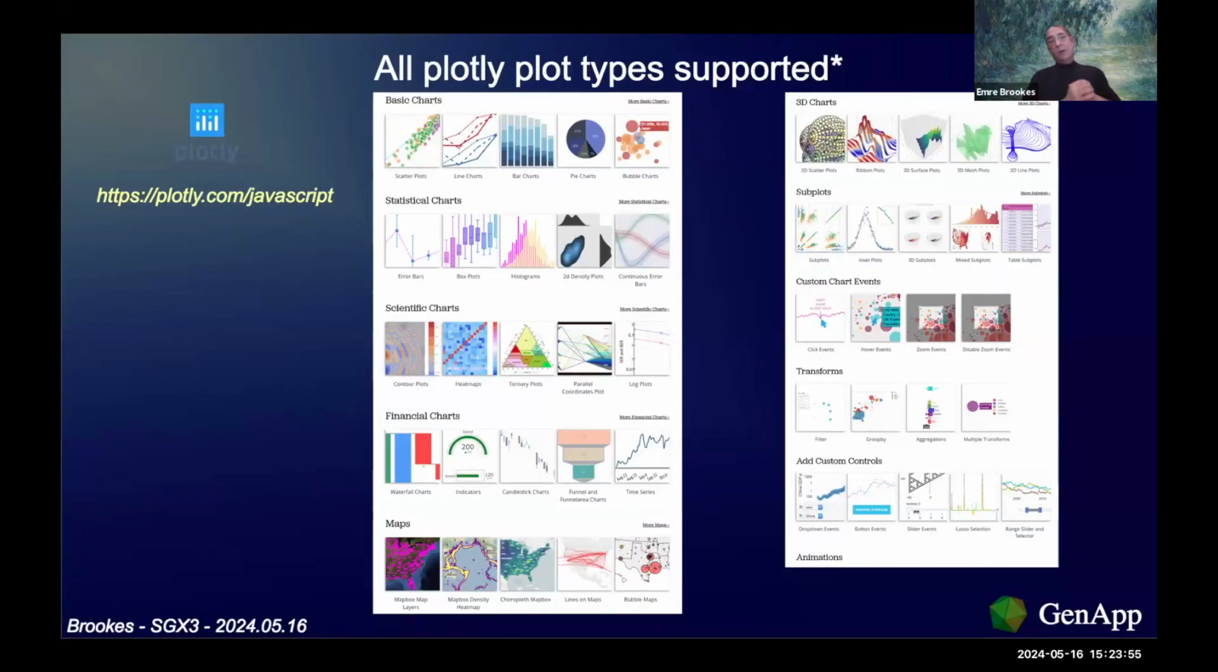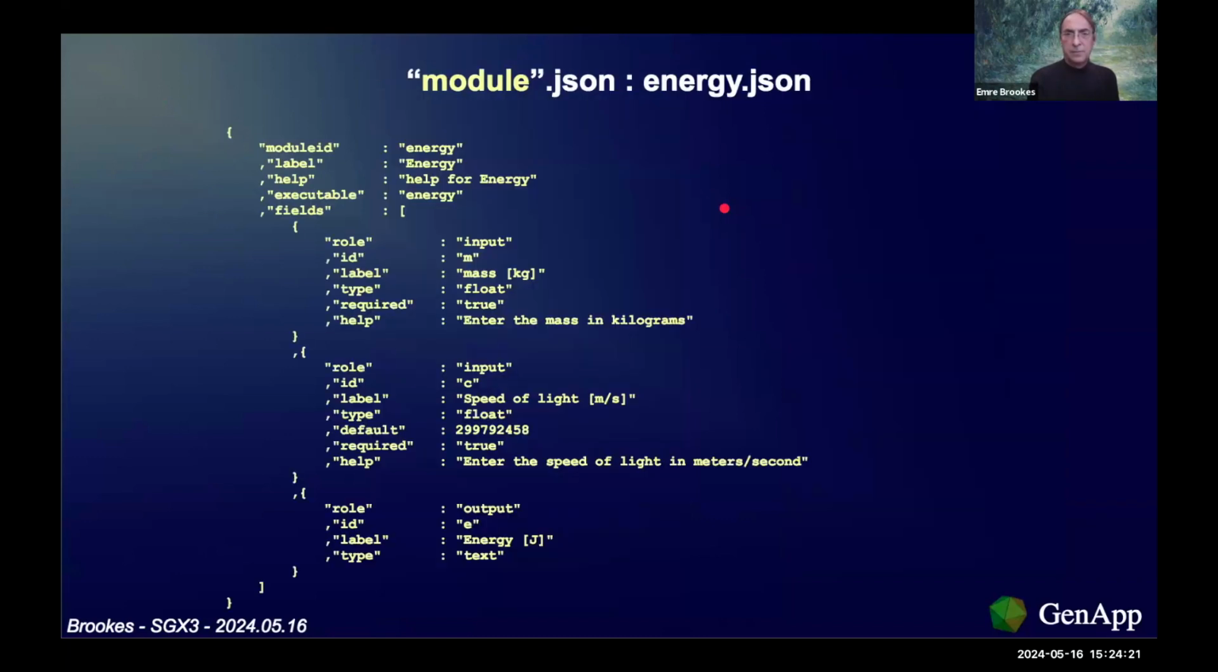Here's the point about Plotly: Plotly supports lots of different plot styles, and all of them are supported. If somebody wants to use Plotly, they have to use the JavaScript version. Just because they're writing in Python, don't use the Python Plotly library. What you're doing is creating these JavaScript-style JSON objects that are used.